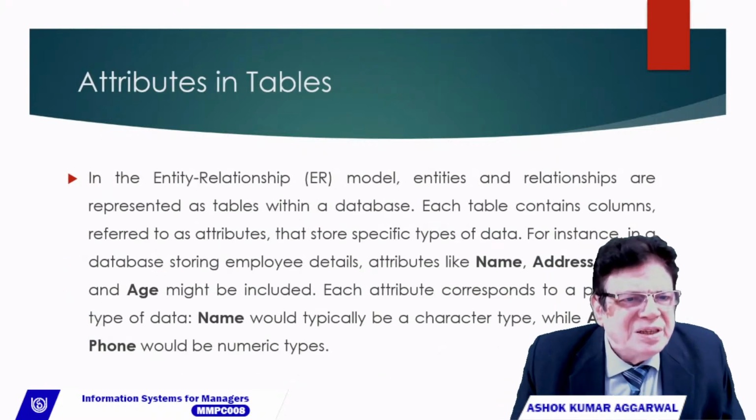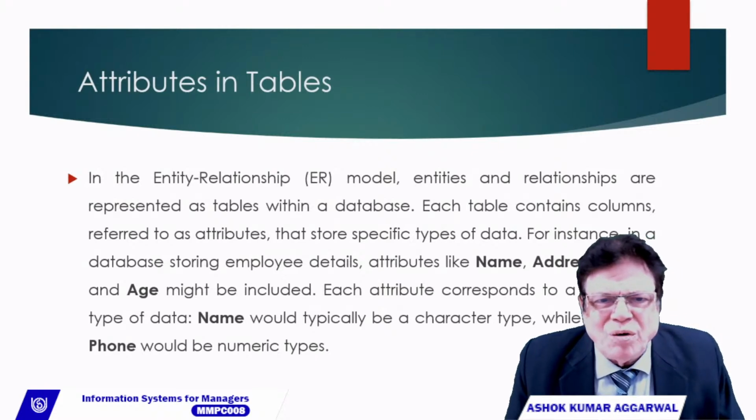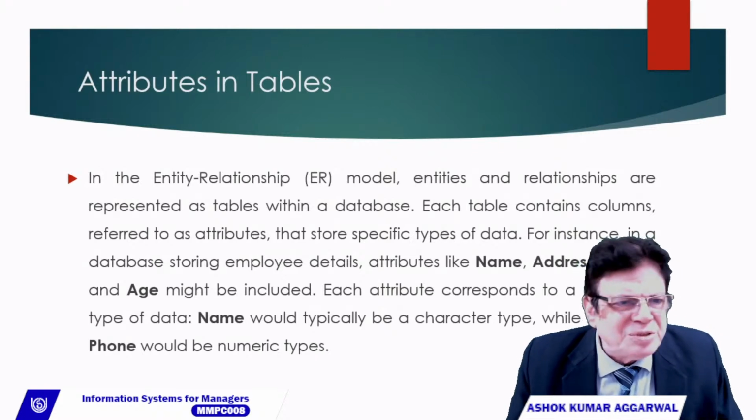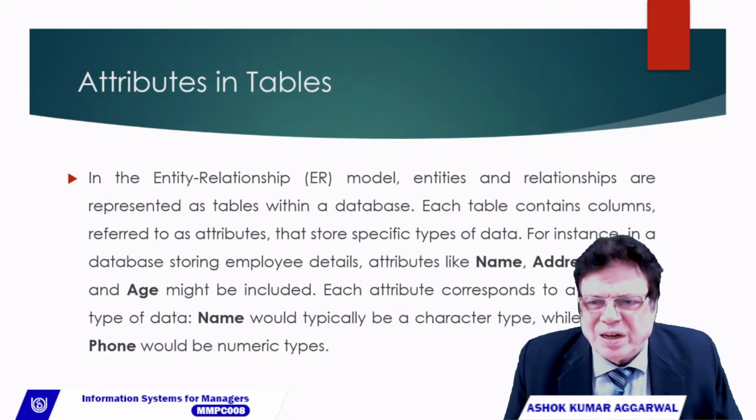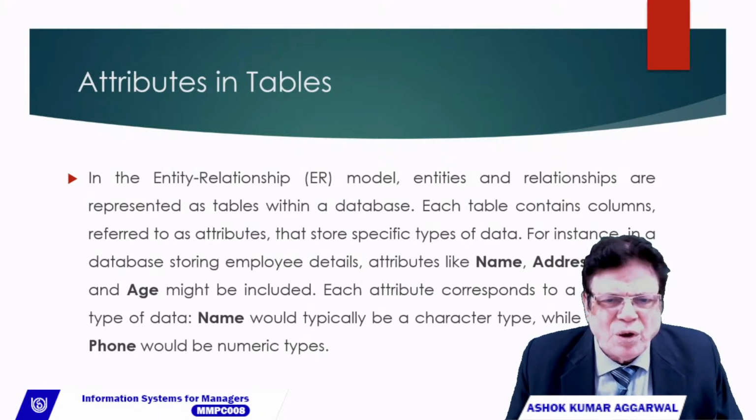Attributes and tables. In the entity relationship model, entities and relationships are represented as tables within a database. Each table contains columns referred to as attributes that store specific types of data. For instance, in a database storing employee details, attributes like name, address, phone, and age might be included.